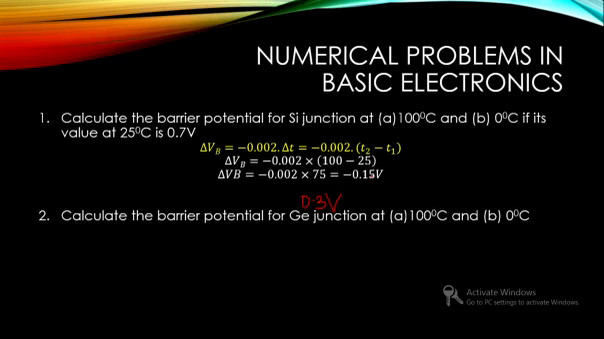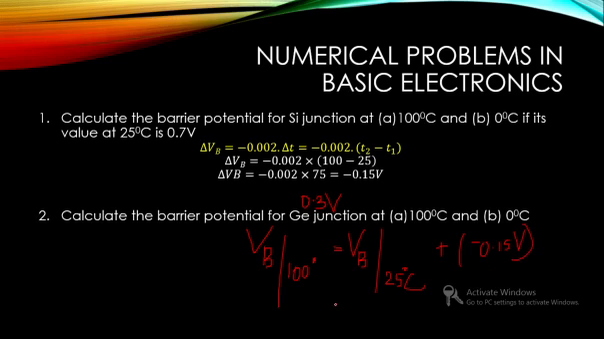This would be minus 0.15 itself, and while you evaluate VB at 100 degrees Celsius, it would be the barrier potential at room temperature, which is 25 degrees Celsius. It is not mentioned in the question, but you have to take it as such, plus the difference, which is minus 0.15 volt. The only difference is that the potential at room temperature is different from that for silicon. So here it would be 0.3 minus 0.15, so it would be 0.15 volt. Okay, so though the difference in temperature is the same, the barrier potential depends upon the kind of junction also. Here also you can do it for 0 degrees Celsius as well.